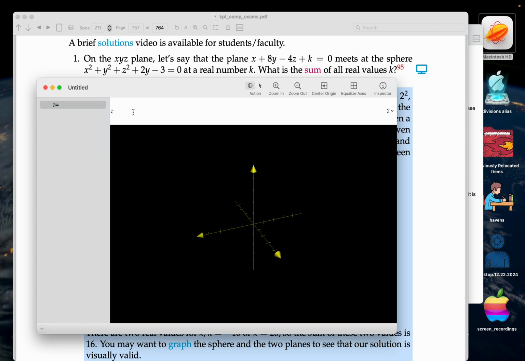I'm going to type it in as it appears, which is x squared plus y squared plus z squared, and then plus 2y, just typing in what I'm seeing over here, minus 3 equals 0. And that should look like a sphere. Now, I'm going to make sure this is equalize the axis, which means don't distort it. All right? So I'm seeing the sphere.